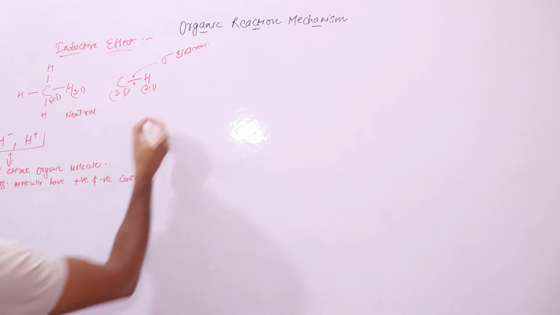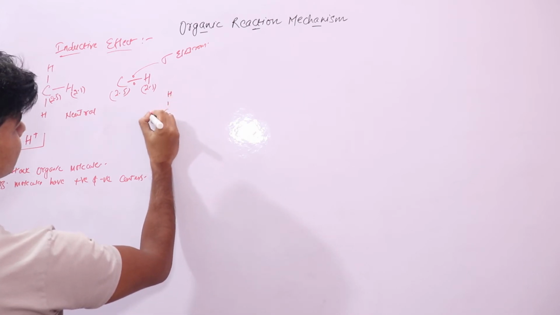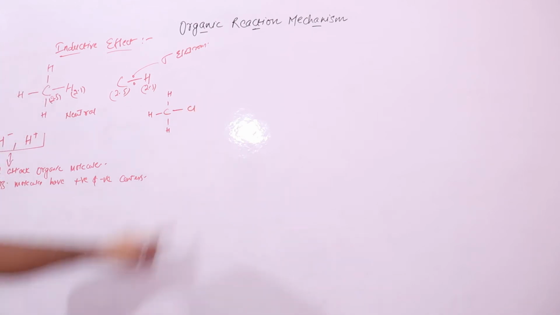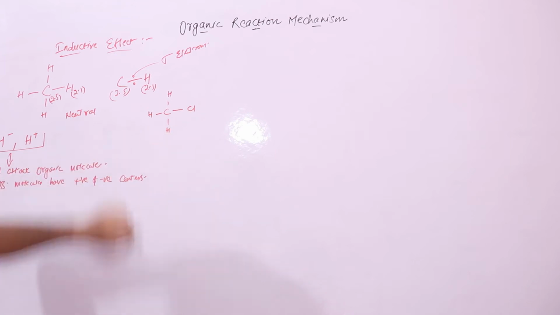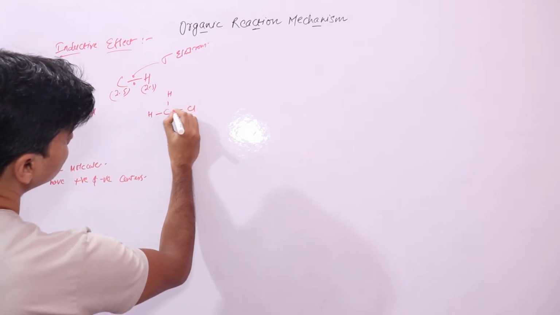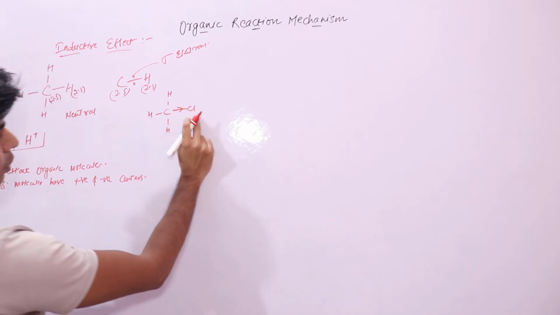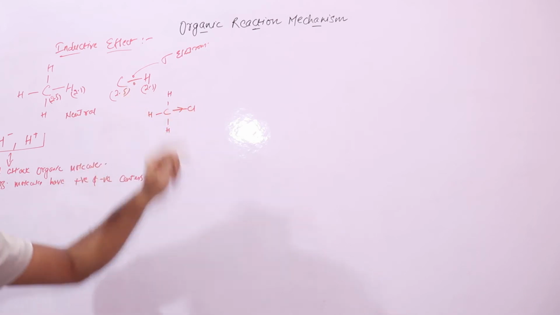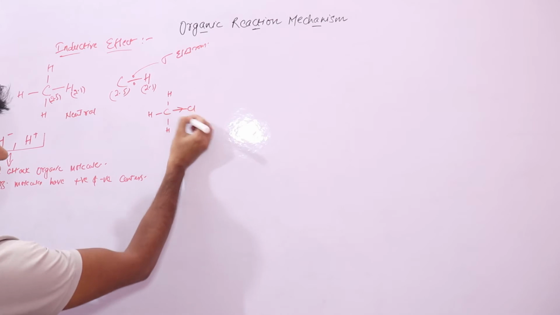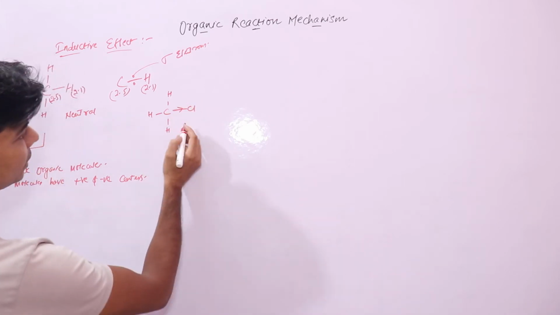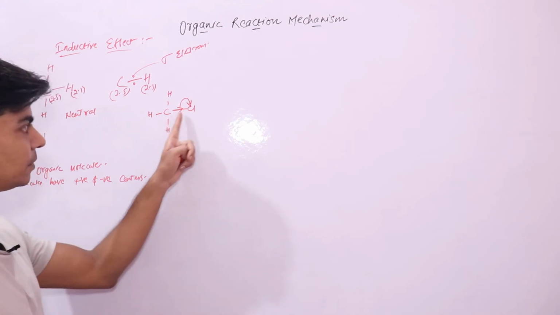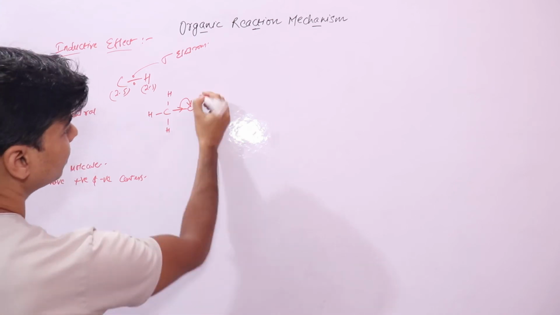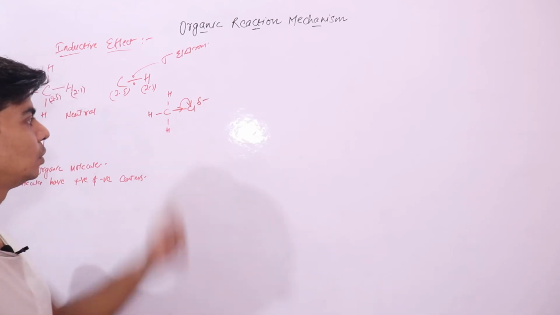Now let's do one thing, let's replace one hydrogen atom with a chlorine atom. We know that the electronegativity of chlorine is high compared to carbon, so it will attract the shared pair of electrons towards itself. This sigma electron pair would be displaced more towards the chlorine atom due to the high electronegativity of chlorine, thereby giving a slight negative charge on the chlorine atom.